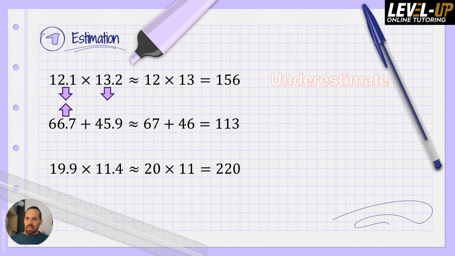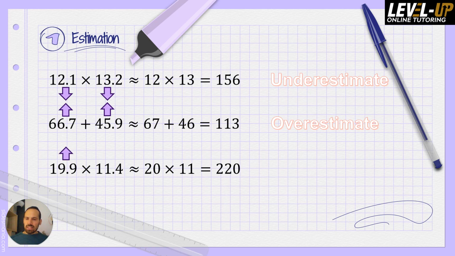And you see this addition here, we can do the same thing. We see the 66.7 is rounded up, 45.9 is rounded up, and we're now adding these two together. So if you take two numbers and they've both been made slightly bigger, and then you add them together, the end result is going to be slightly bigger. And so this is what's known as an overestimate. The value we've got here, 113, is bigger than what the true value should be. And you can always check these calculations and you'll see that is the case.